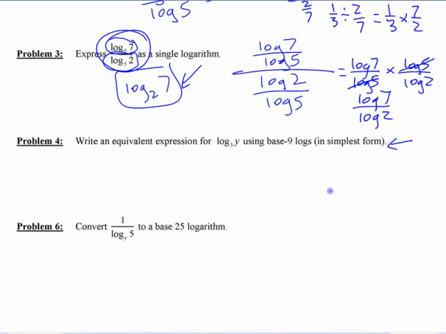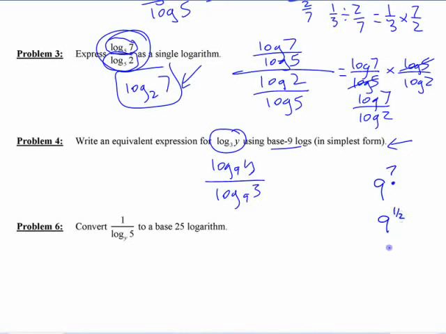This one maybe is tougher. If you're changing something to base 9 logarithms, this is equivalent to log base 9 of y over log base 9 of 3. The only problem is, if it says in simplest form, we can probably simplify this a little bit. What's the log base 9 of 3? If you're taking the log base 9 of 3, you're saying 9 to what power gives you 3? A half, right? It's like the square root of 9.